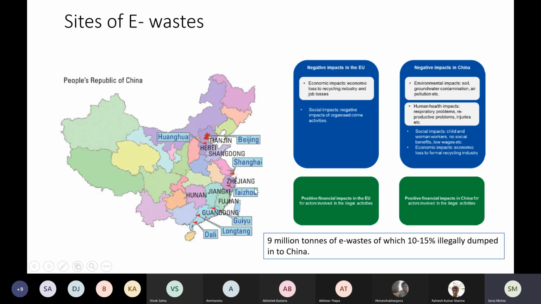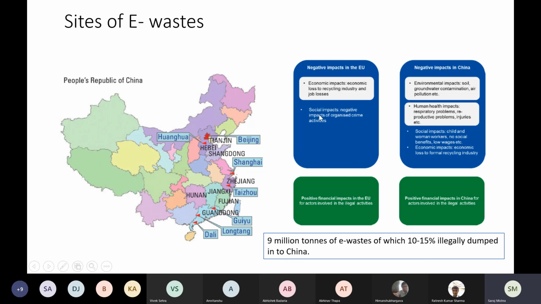So this particular town which you see here, Guiyu, is one such town. And similarly, Longtang is another town, and Dali. Many of these towns have essentially become the dumping grounds for electronic wastes, both from the US as well as from the European Union. It has been estimated that approximately 9 million tons of e-wastes, of which 10 to 15% are illegally dumped into China.